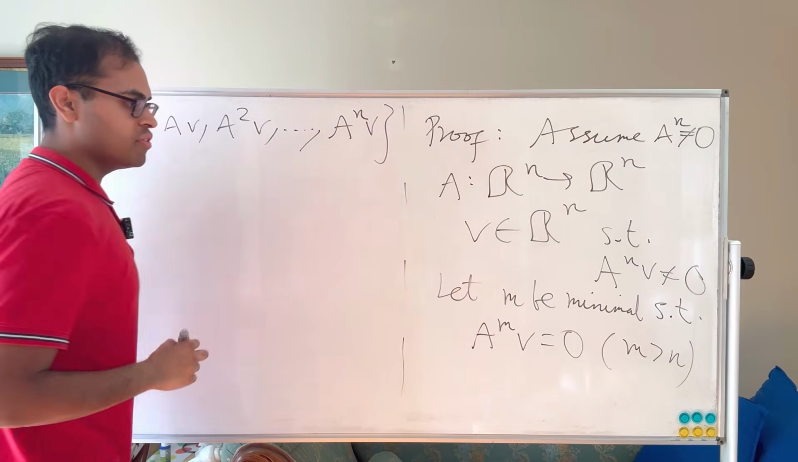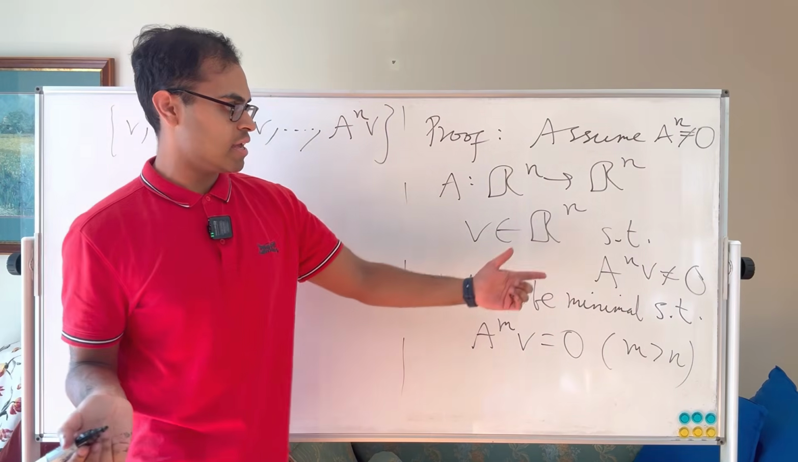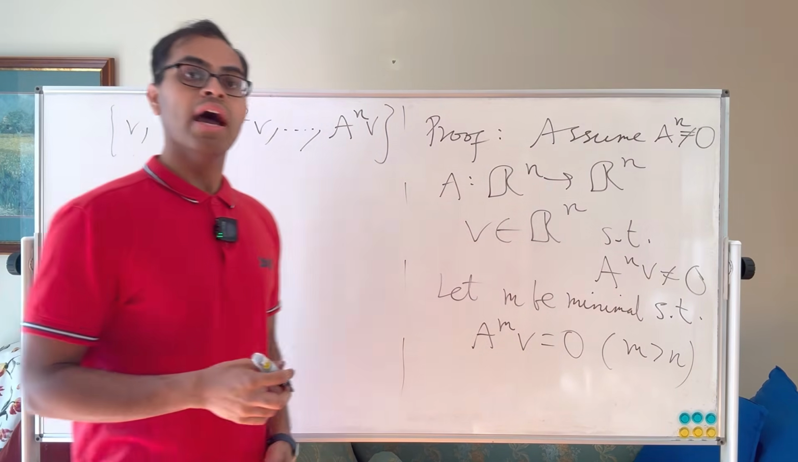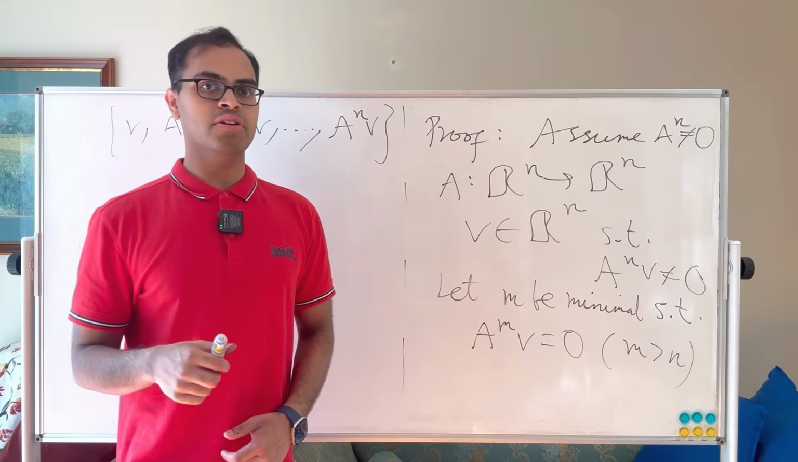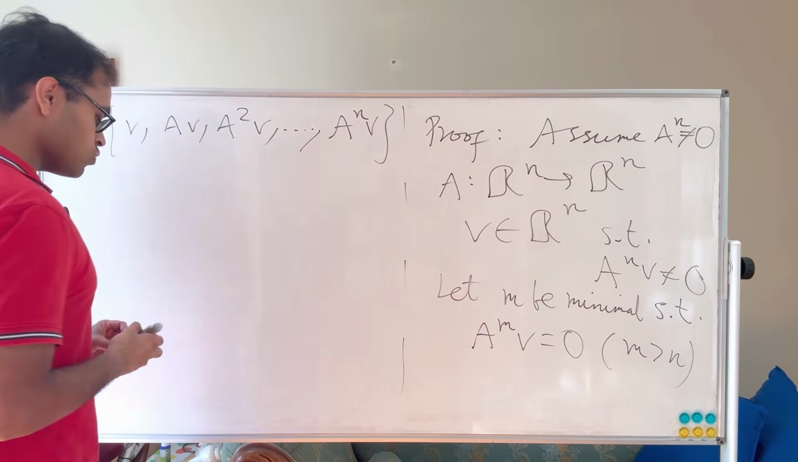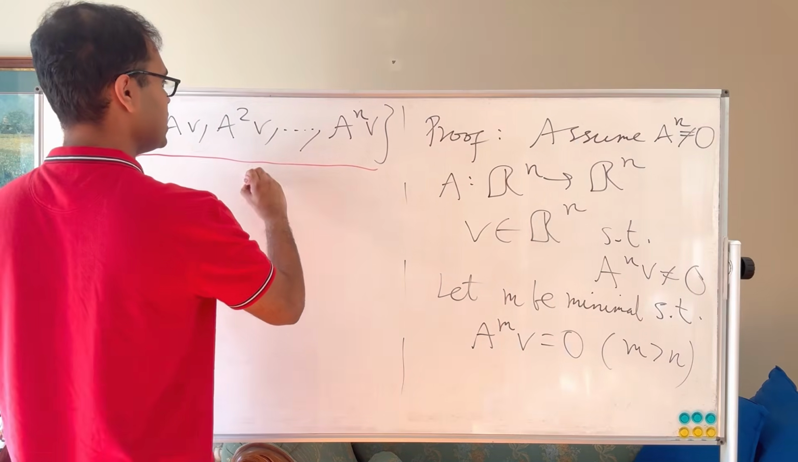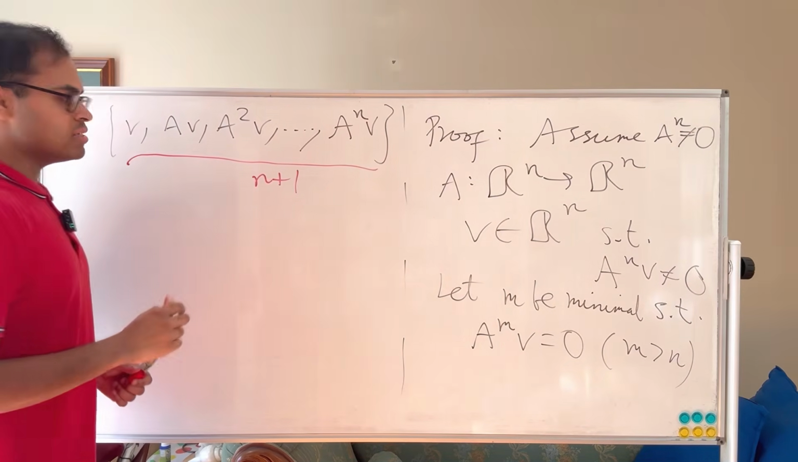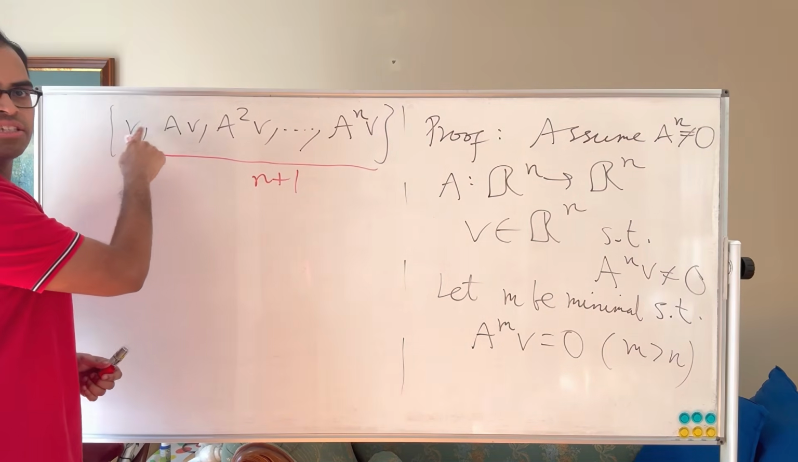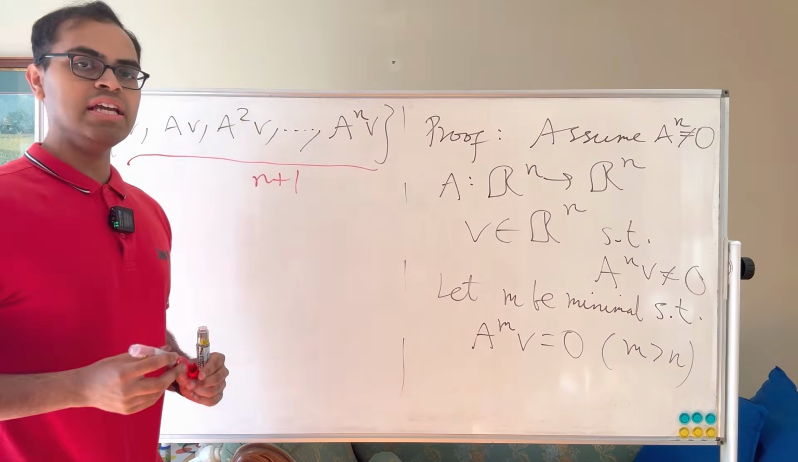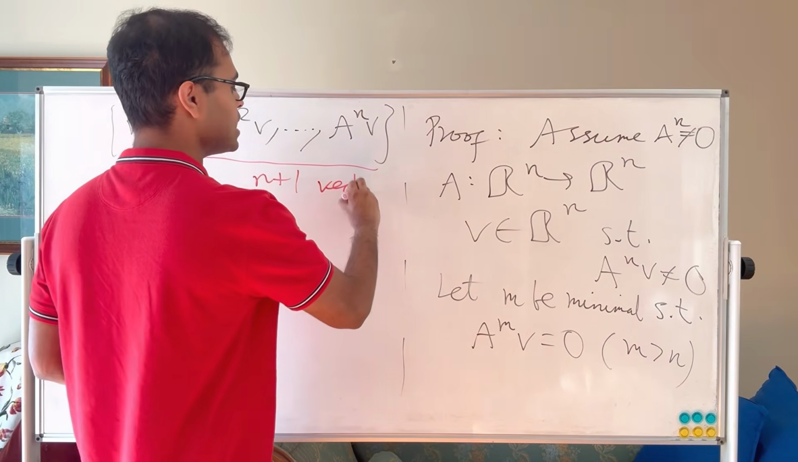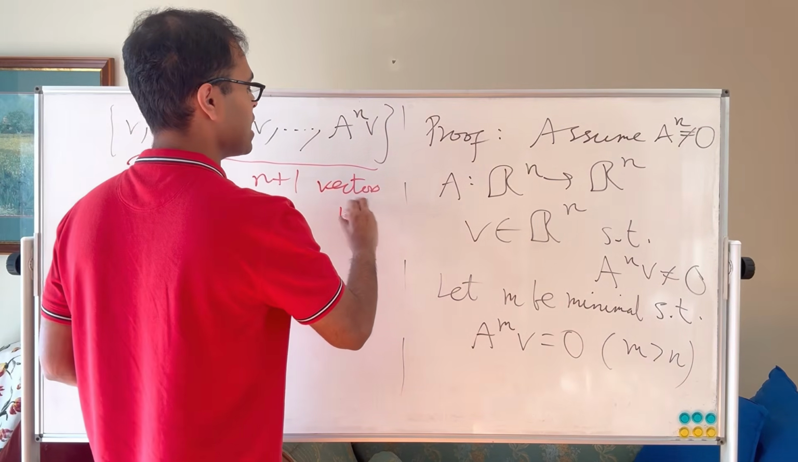These are all non-zero vectors. We know that because A to the n v is non-zero, so no lower power of A times v can be 0 either. So we've got n plus 1 of these vectors, which is very important. N plus 1, because you start with A to the 0 v, A to the 1 v, up to A to the n v. So n plus 1 vectors inside Rn, because A is an n by n matrix.